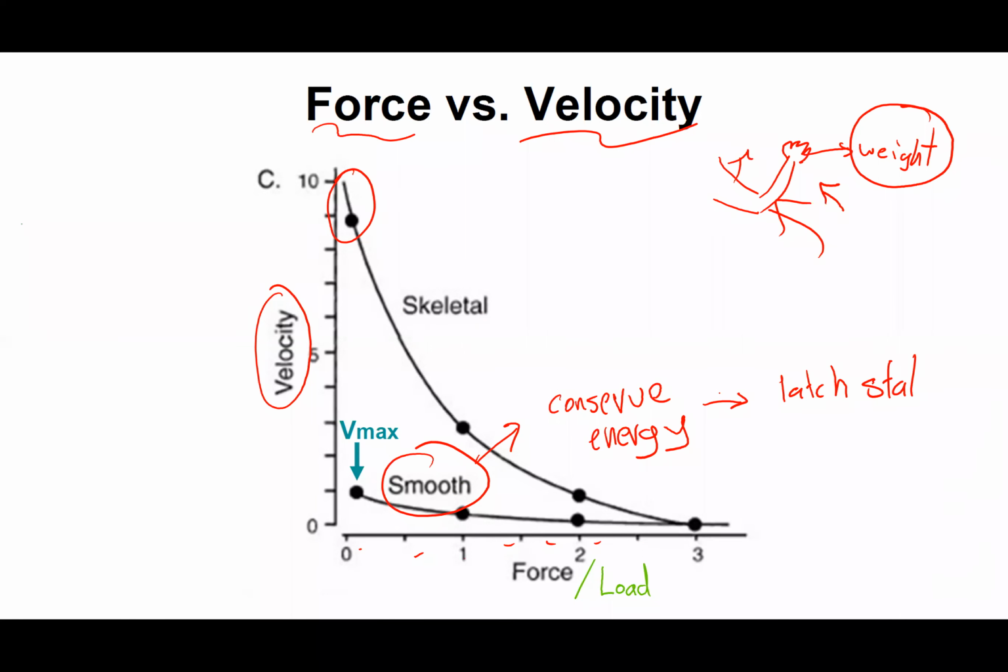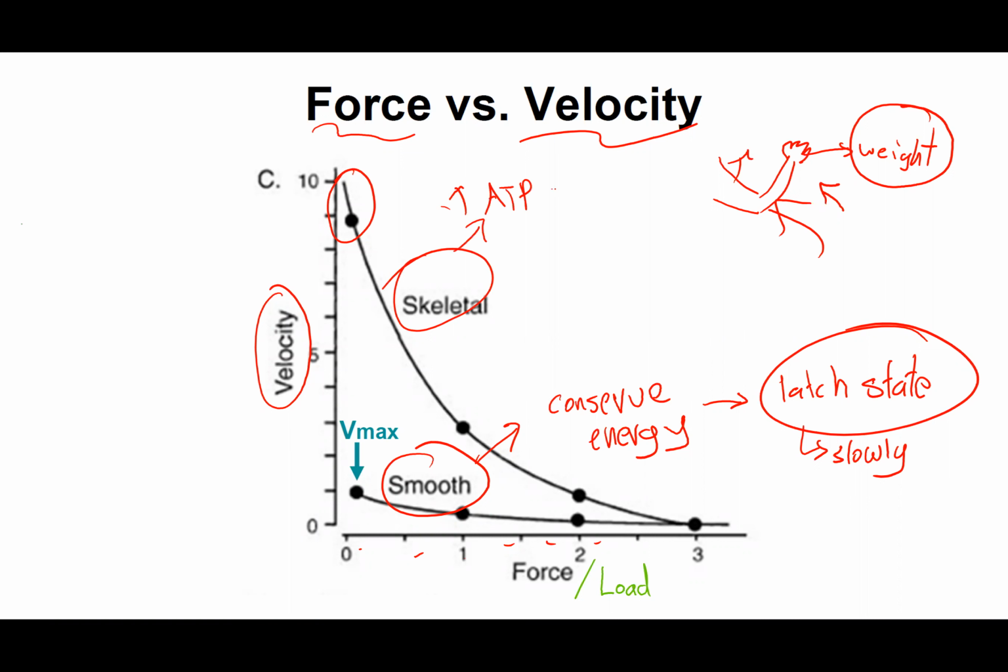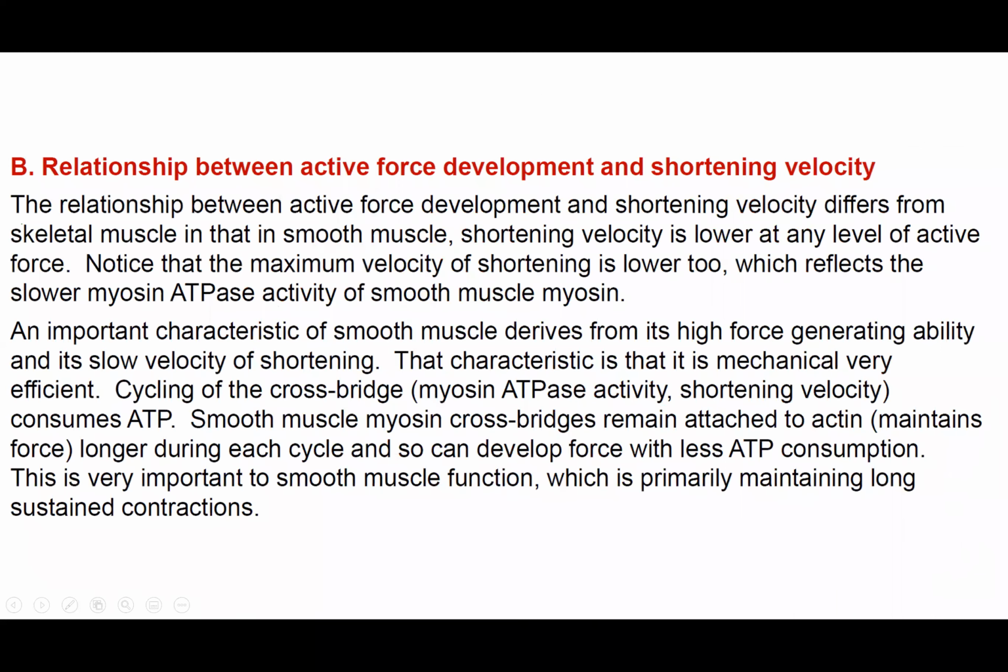Latch state means that the contraction happens a lot more slowly to conserve energy. In skeletal muscle, because it happens so quickly, it burns a lot more energy. There's more ATP consumed. In smooth muscle, the reason it happens a lot slower is because of this conservation of energy. Smooth muscle remains attached to actin longer during each cycle, so less ATP is consumed.